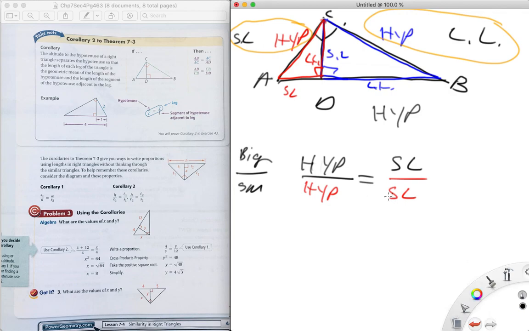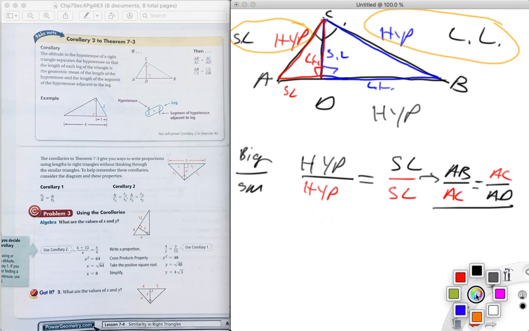So when I set this up, it's going to be AB over AC, and that's going to be equal to AC over AD. Alright, that's the first one.